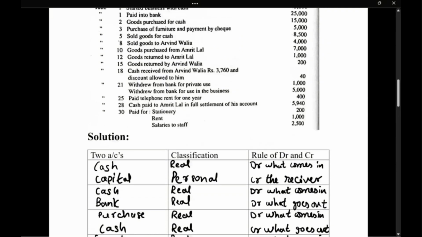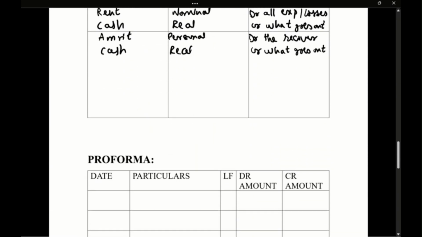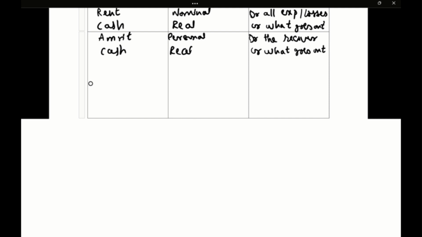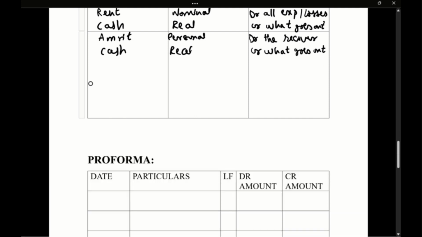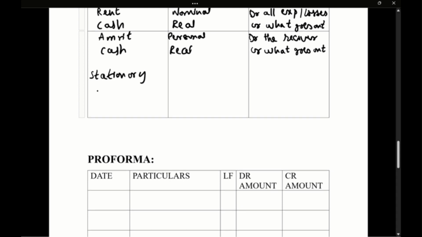So the last entry we have is paid for stationery, rent and salaries. So we have here stationery, rent and salaries.